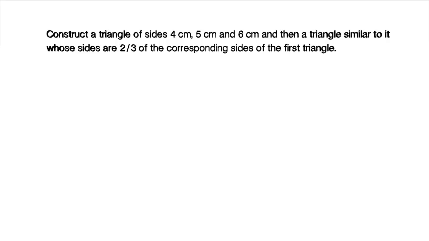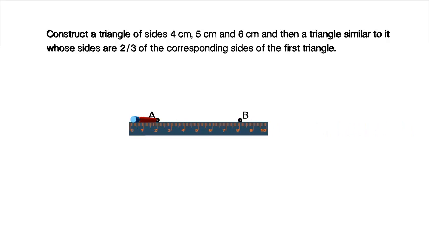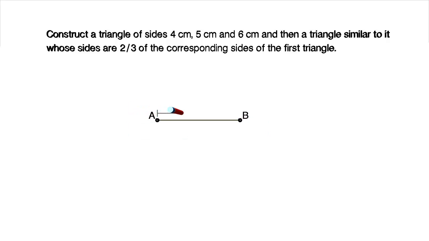Now let us start with the construction. First, draw a line AB of length 6 centimeter. Why are we taking 6 centimeter? It is always recommended to take the longest of the given sides as the base of the triangle. It is also recommended to take the smallest side of the given triangle to be on the right.